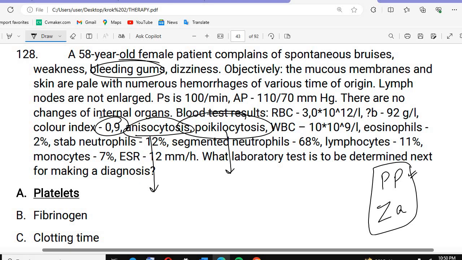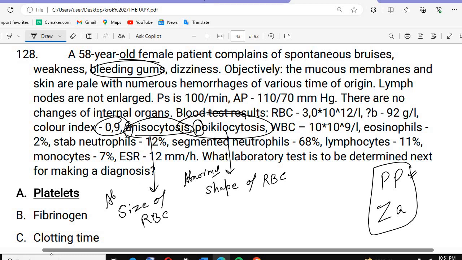So poikilo refers to the shape: we will have an abnormal shape of the RBC. Anisocytosis: aniso, and the cytosis refers to the size. The abnormal size of the RBC will be there.